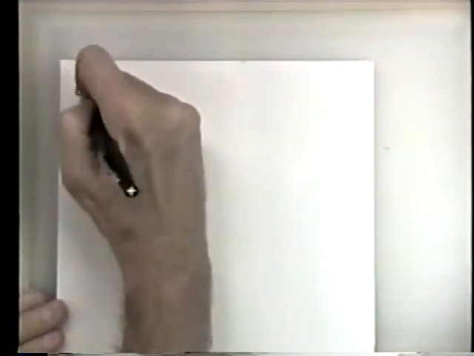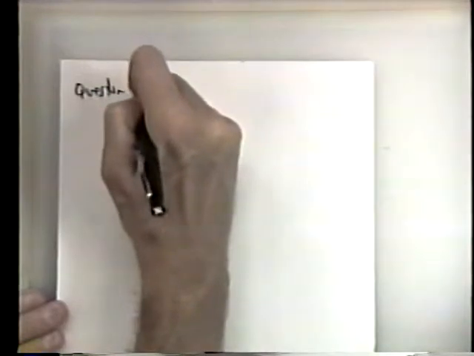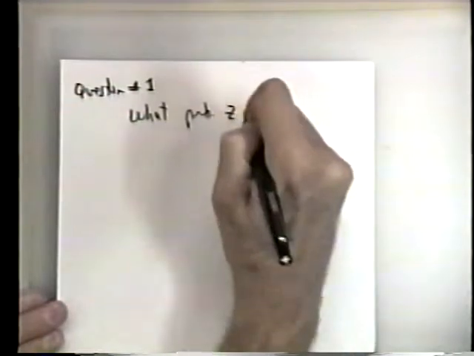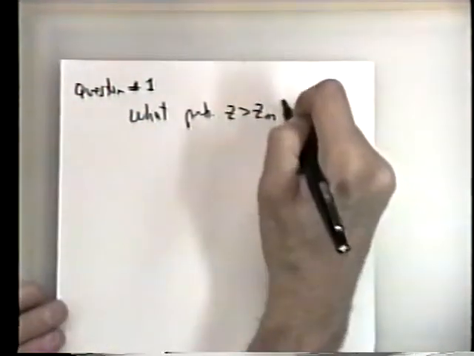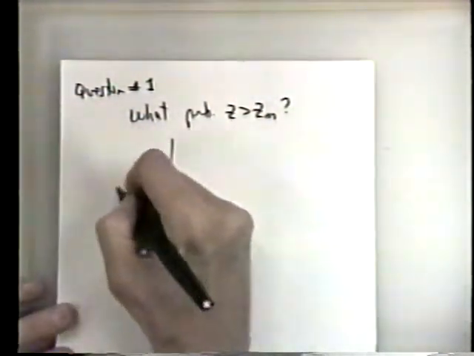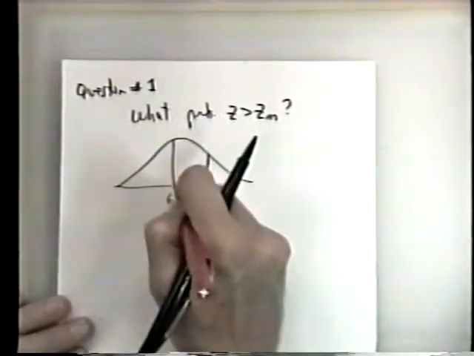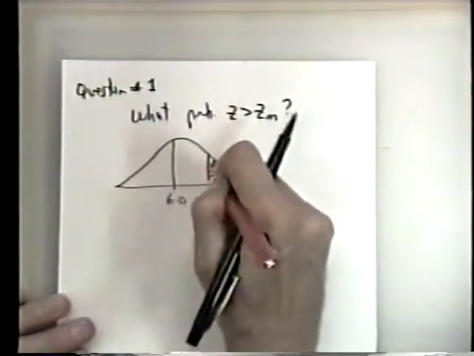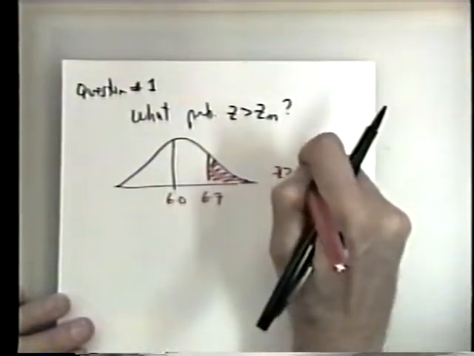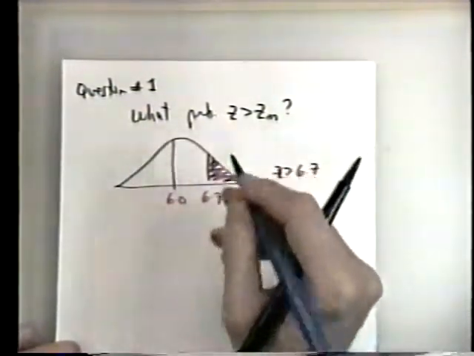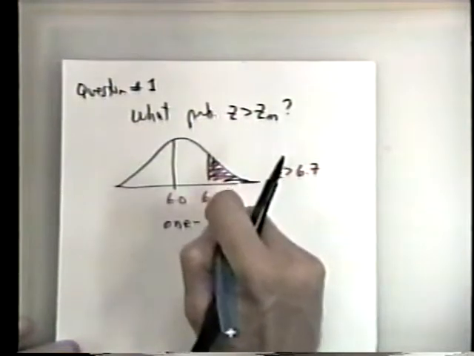Now we have two options here. We can ask two different questions. Question number one is, what is the probability that the z is greater than the z value of the mean? And so if I go back to the plot I was showing you before, this is the distribution. This was 6, and we got 6.7. I could ask, what's the probability that z was greater than 6.7? And this is called, because we're looking at one tail of the distribution, a one-tailed test.